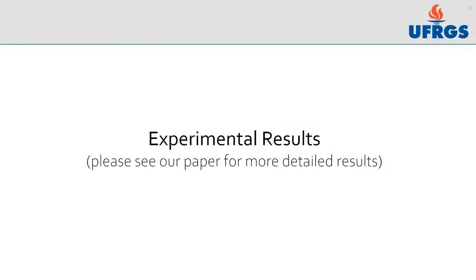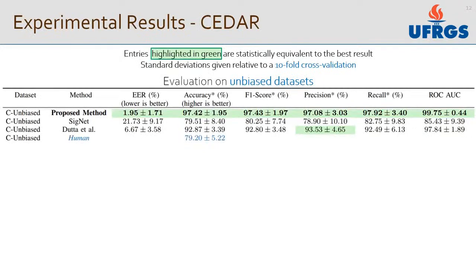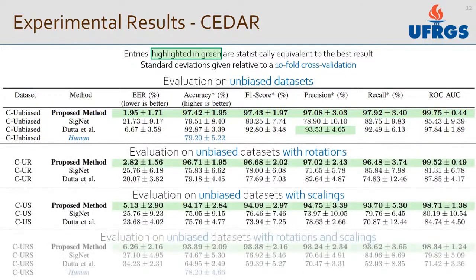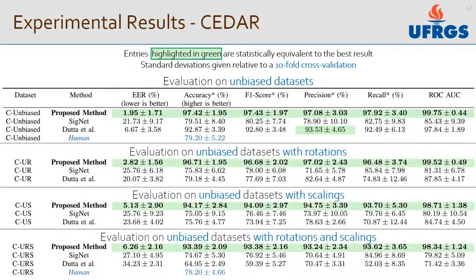Now, we will talk about the experimental results we obtained with our proposed method. As we can see, for an unbiased version of CEDAR, our proposed method outperforms the other methods and even humans, with accuracies of nearly 100%. The same situation is repeated for rotated and scaled versions of the dataset, showing that our method is robust to rotations and scalings.